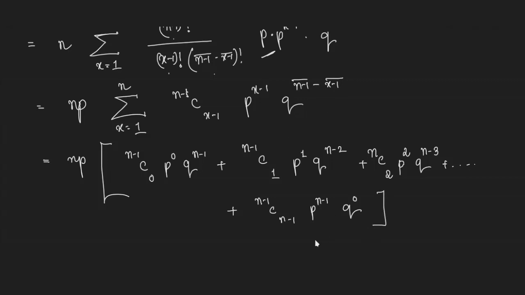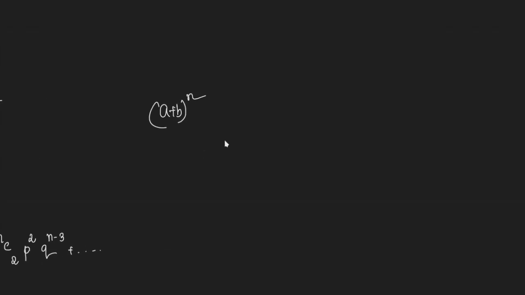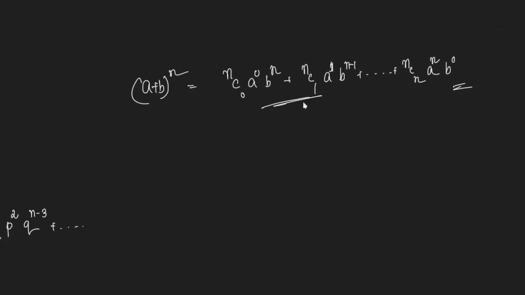Now if you know the binomial expansion, I guess you already know about it. So this is nC0 a to the power n b to the power 0, or vice versa, you can take a to the power 0 b to the power n, nC1 a to the power 1 b to the power n minus 1, and at last nCn a to the power n b to the power 0. This is the binomial expansion of a plus b to the power n.